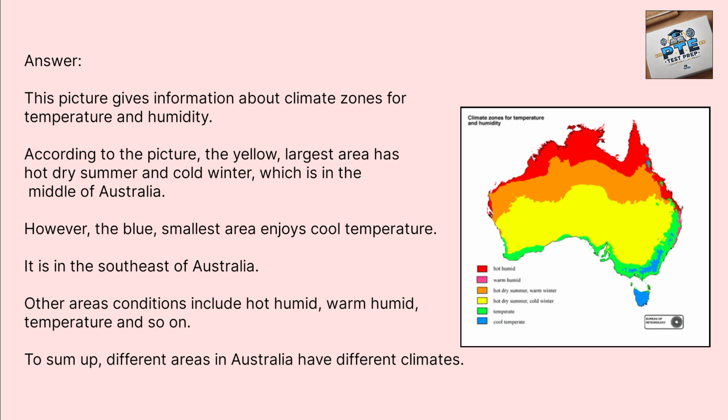Other areas' conditions include hot humid, warm humid, temperate, and so on. To sum up, different areas in Australia have different climates.